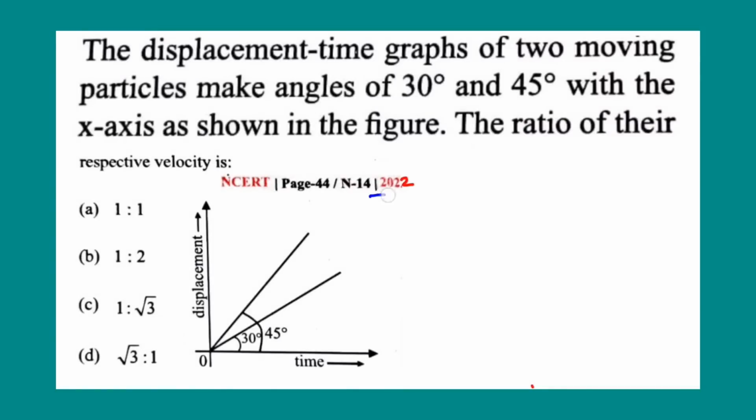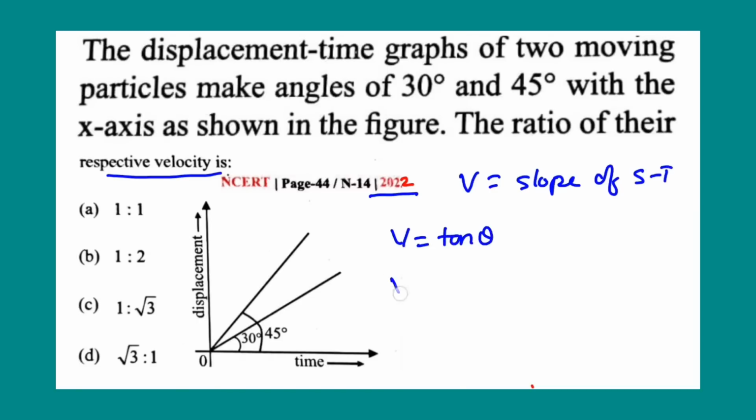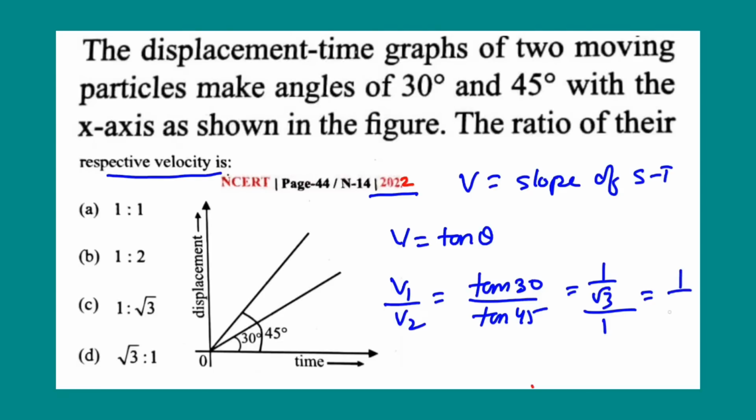My dear students, this was the question asked in 2022. In a displacement time graph, he is asking us to find the ratio of their respective velocities. You all know that velocity is nothing but the slope of the ST graph, that means the displacement time graph. You can find the slope by using tan theta. So V1 by V2 is equal to tan 30 by tan 45, that is 1 by root 3, and tan 45 is nothing but 1. So your answer is going to be 1 by root 3. That is, V1 is to V2 is 1 is to root 3.